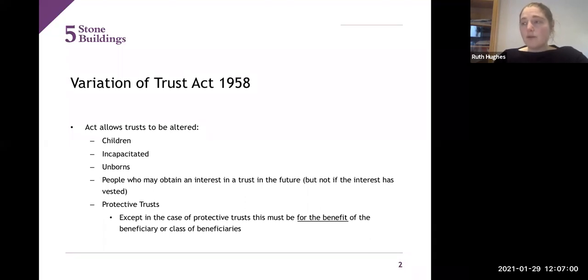Common examples of variations you get asked to make are partitions of the trust fund, where there's a life tenant and remainder men, and the remainder men are usually the children.